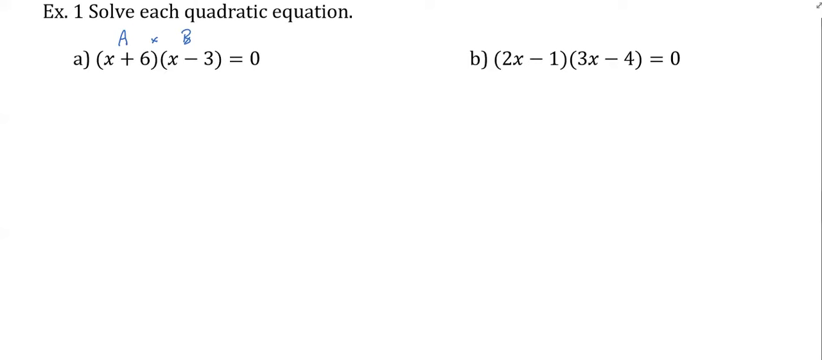Therefore, with the zero product property, we can conclude either x plus 6 is 0 or x minus 3 is 0.